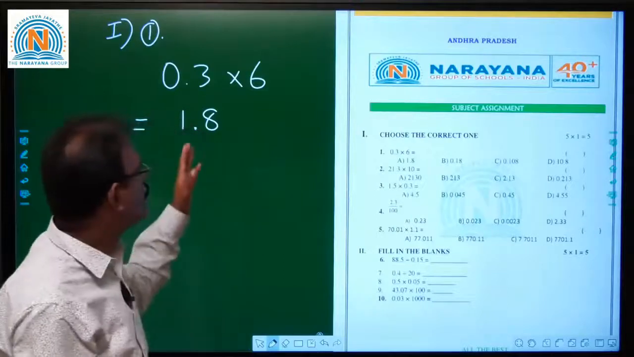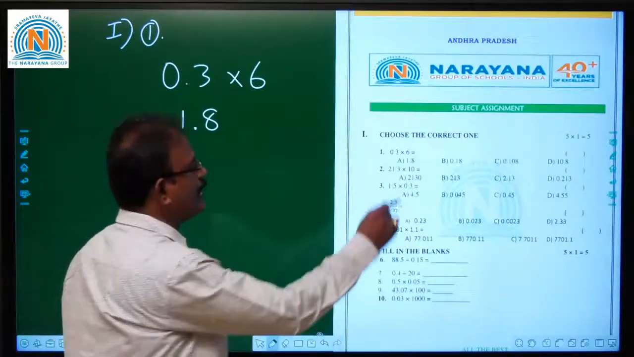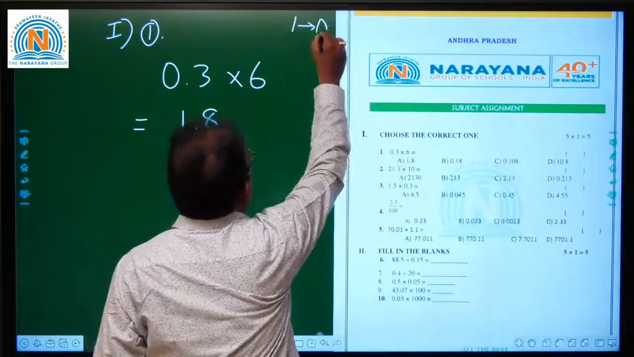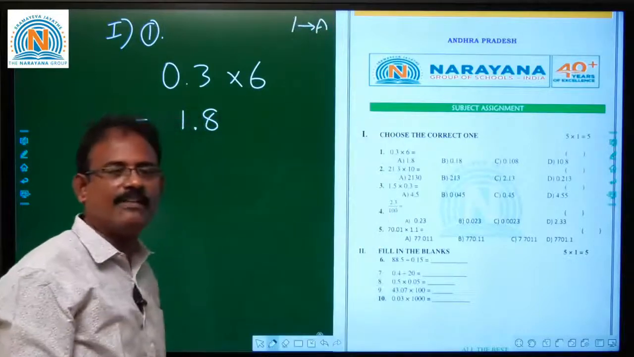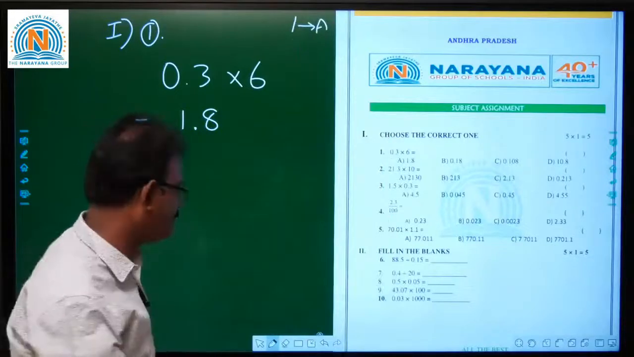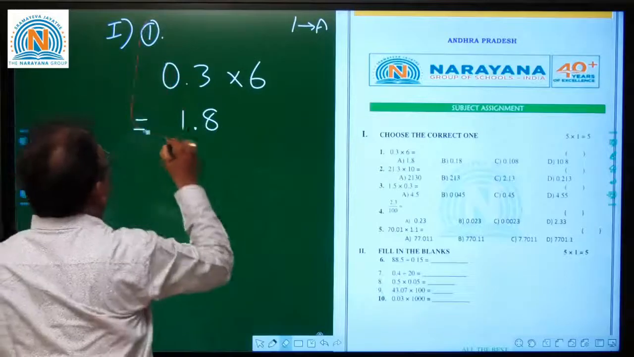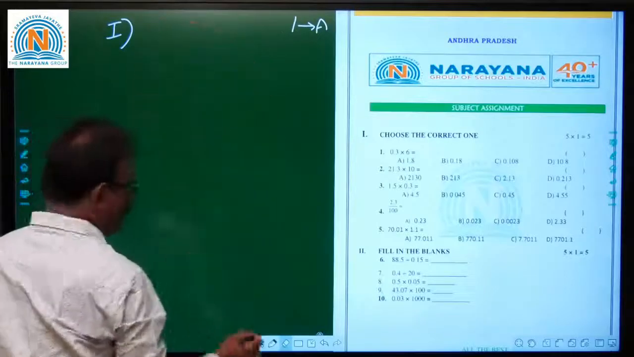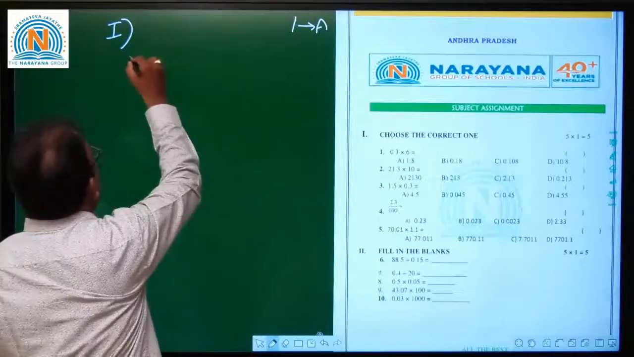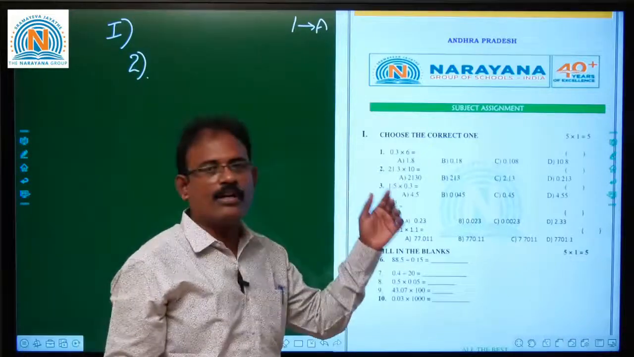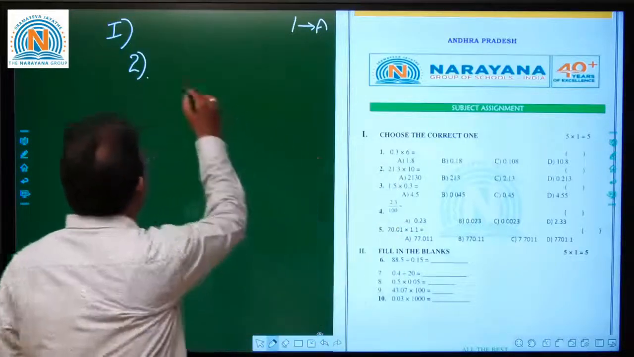That is 1.8. So it is available at the first option. Coming to the second one of the first Roman, children, 21.3 into 10.